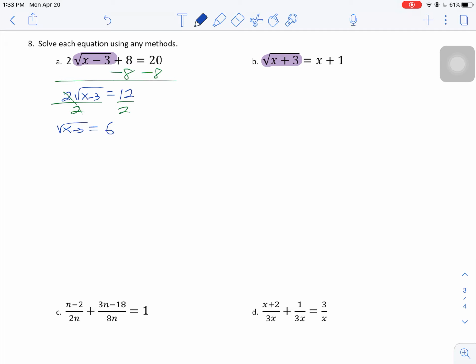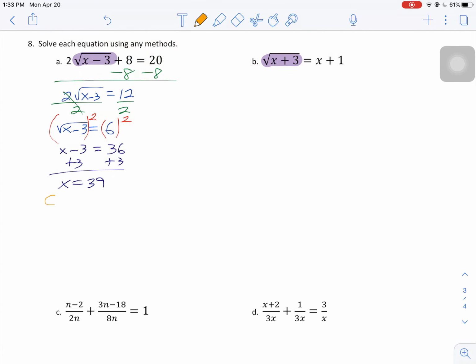Now that the square root's all by itself, now we can go ahead and undo the square root. So in order to undo a square root, we want to square it. And whatever we do to one side of the equation, we have to do to the other side to keep it balanced. So the square root of x minus 3, squared, cancels out to just x minus 3. 6 squared, remember that's 6 times 6, not 6 plus 6. And then we're going to add 3, and we should be good to go.